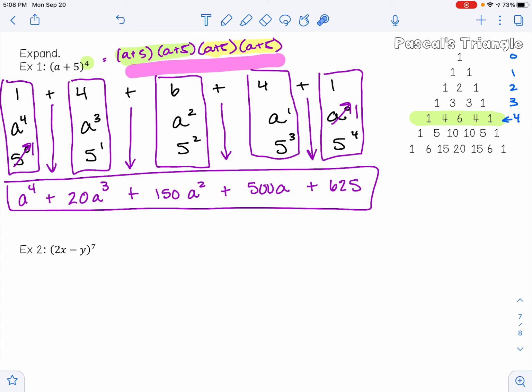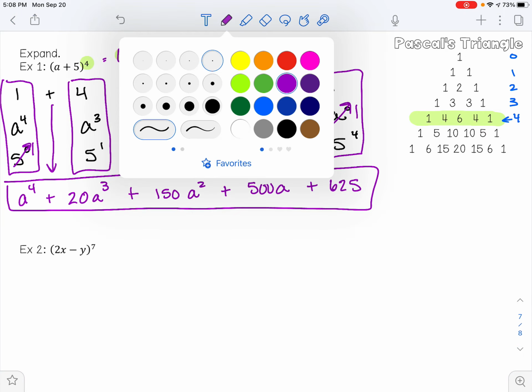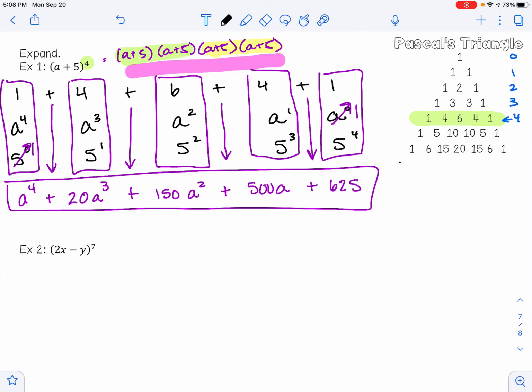So let's look at the next one. On example 2, I have 2x minus y raised to the 7th power. Right now, if I look at this Pascal's triangle, I only have up until the 6th power. So I need to calculate the row for the 7th power first. So I'd bring down my 1. 1 plus 6 is 7. 6 plus 15 is 21. 15 plus 20 is 35. 35, 21, 7, and 1.